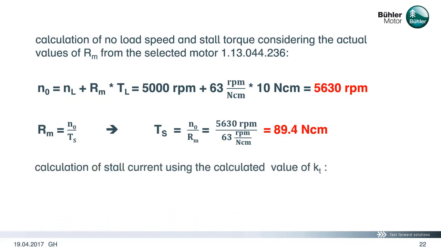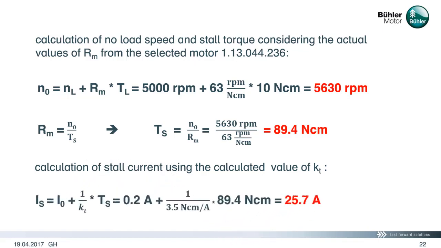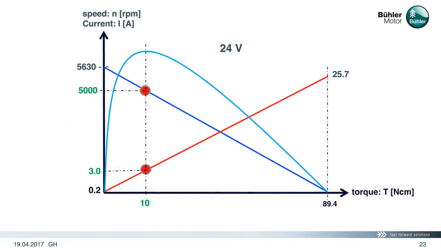The calculation of the stall current using the calculated value of K sub t shows that our stall current would be 25.7 amps. Here we can see the performance curve of our target motor based on the parameters of the selected motor 1.13044-236. Within the next session, I will show you what has to be done to modify the selected motor 1.13044-236 to meet the target performance curve exactly.